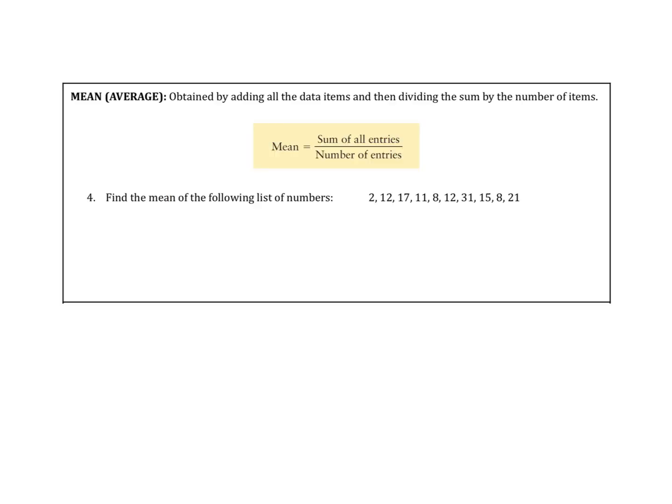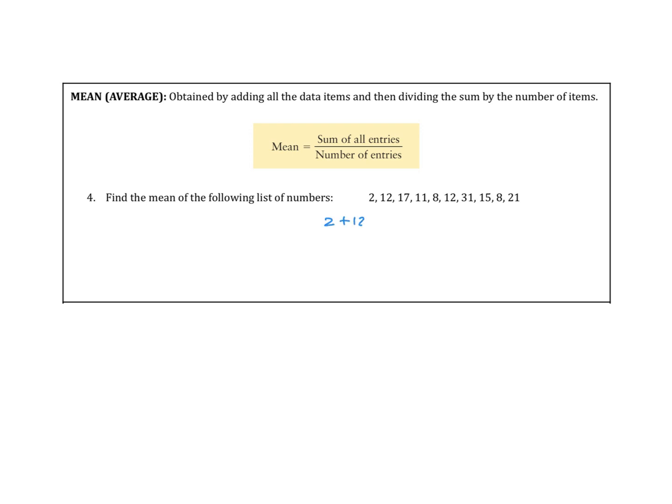Next, we're going to find the mean, which is often called the average in your daily life. And we find the mean by finding the sum of all the data values, meaning we add all the data items together, and then we divide by the number of items, or the number of numbers in your list. So in this example, I'm going to add those numbers together. I don't need to put them in order.